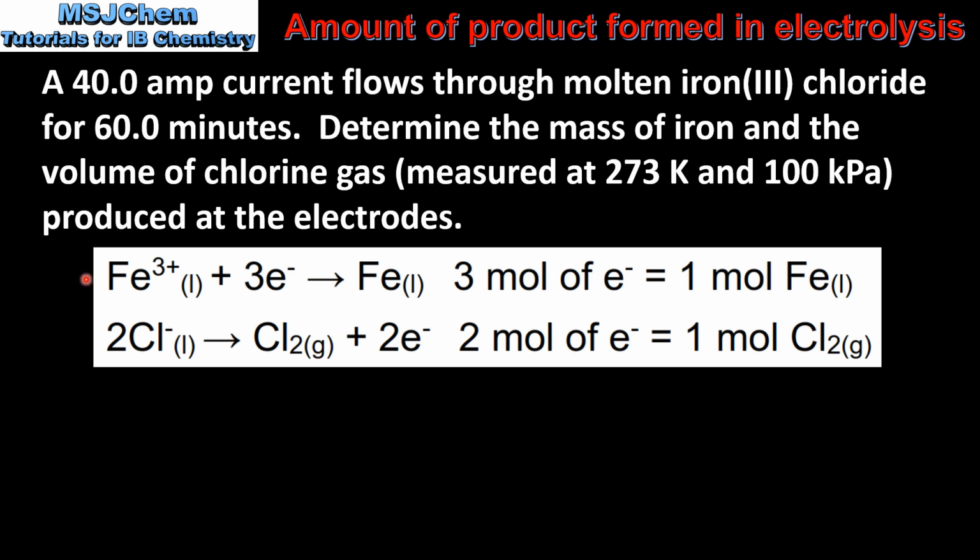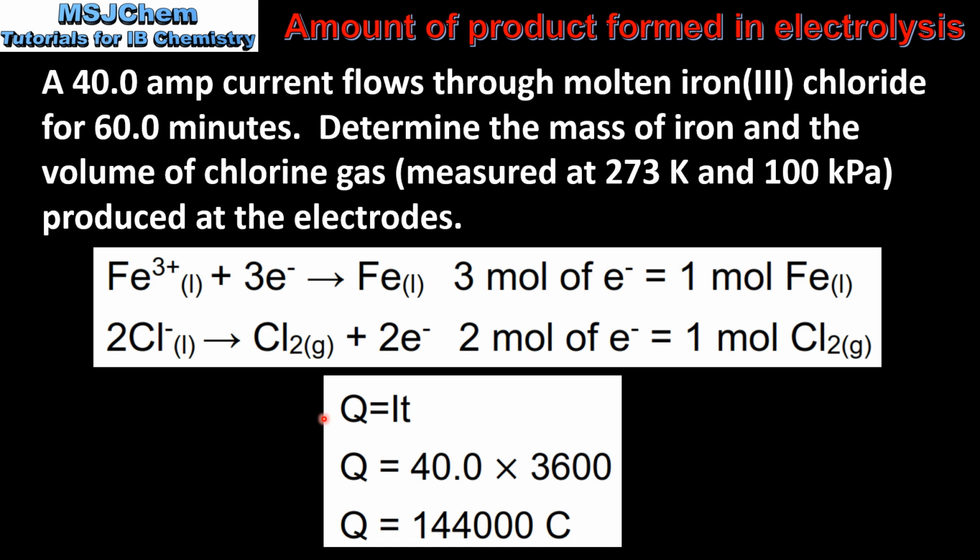The two equations are the reduction of the iron 3 plus ion and the oxidation of the chloride ion. From this half equation, we can see that 3 moles of electrons forms 1 mole of iron. And from the second equation, we can see that 2 moles of electrons forms 1 mole of chlorine gas.